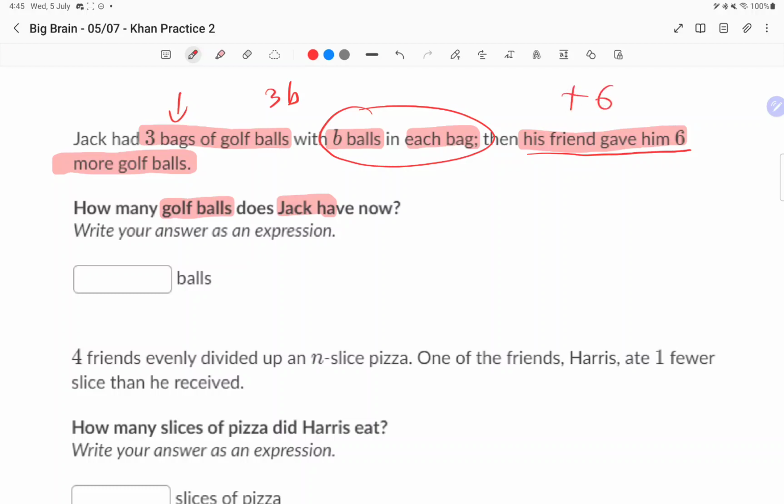So 6 more means plus 6. So how many he has in total would be these 2 quantities added together. So that'll be 3B plus 6. Okay, so the question asks you to write your answer as an expression. You can't work out the answer because they don't give you the number of balls in each bag. Right, so you have to write it in terms of the variable B.